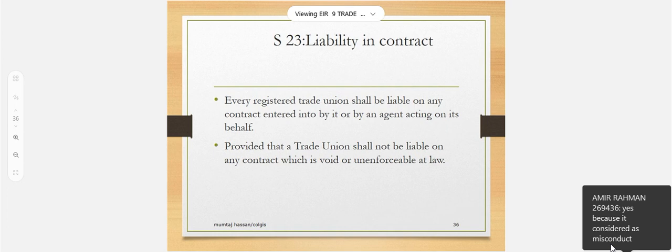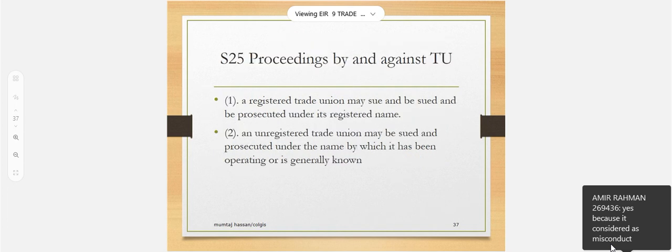So here, let's say the trade union failed to pay for the contract. So the trade union can be sued for the contract. How are you going to sue the trade union? You must use the registered name of the trade union. Okay. So if the trade union, let's say, just made the contract after 2 weeks of its establishment, they are not registered because you are given 1 month to register.